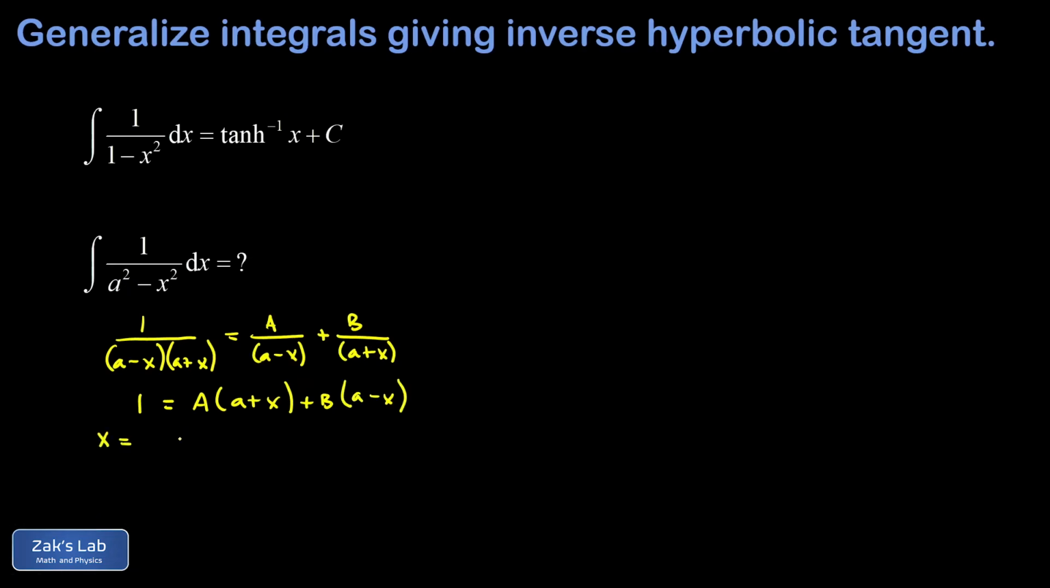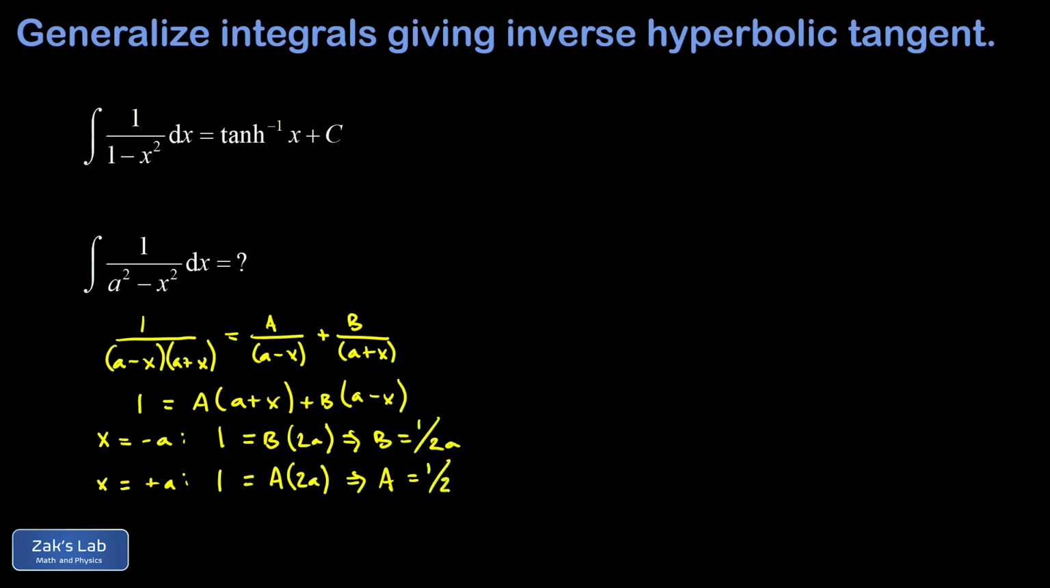And we use substitution again. Let x equal negative a. That's going to kill the big A containing term, and I get 1 equals big B times a minus negative a, which is 2a. So big B turns out to be 1 over 2a. If we let x equal positive a, the big B containing term is going to vanish, and I get 1 equals big A times 2 little a. And I find again that big A and big B are the same. They're both 1 over 2a.